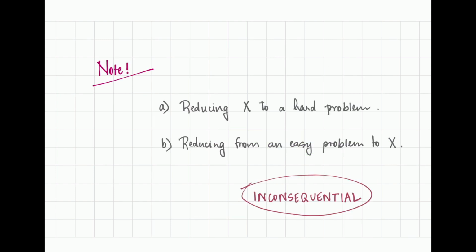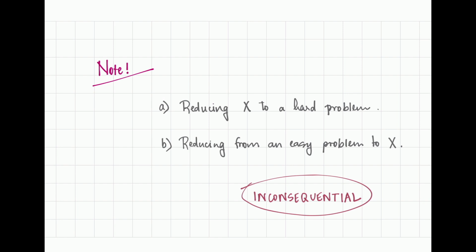One thing to note is that if you reduced an unknown problem to a hard problem, or you reduced from an easy problem to a problem whose status you don't know anything about, then reductions in these directions are basically inconsequential. You don't get anything out of performing these reductions. And typically when you're starting out and even later, sometimes the directions in which these reductions go can be a little bit confusing. So don't try to learn this so much by rote as by just really following along with the logic of what a reduction helps you to do.